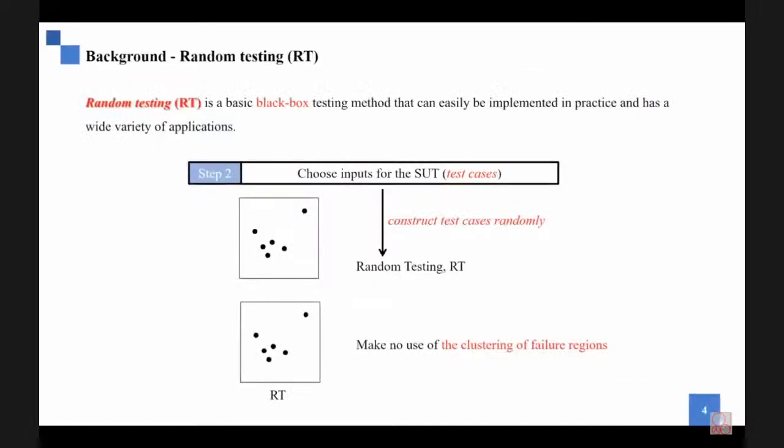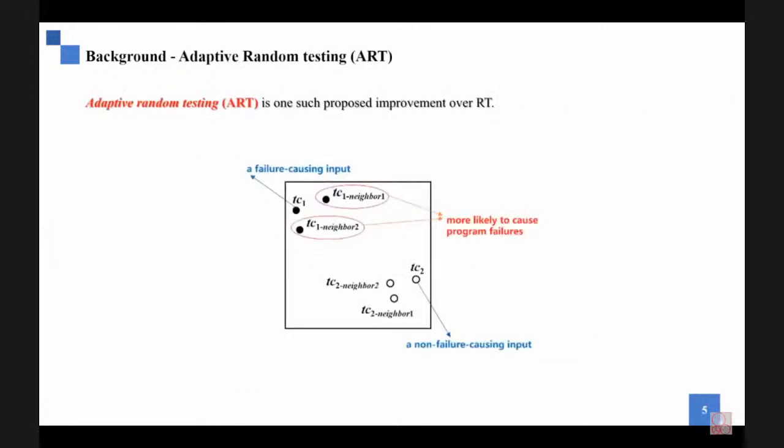Random testing is a basic black box testing method that can easily be implemented in practice and has a wide variety of applications. The figure shows the main idea of ART. Adaptive random testing makes use of information about failure regions to improve random testing's effectiveness. Its motivation is simple: a program input that is far away from non-failure-causing inputs may have a higher probability of causing failure than the neighboring testing inputs.